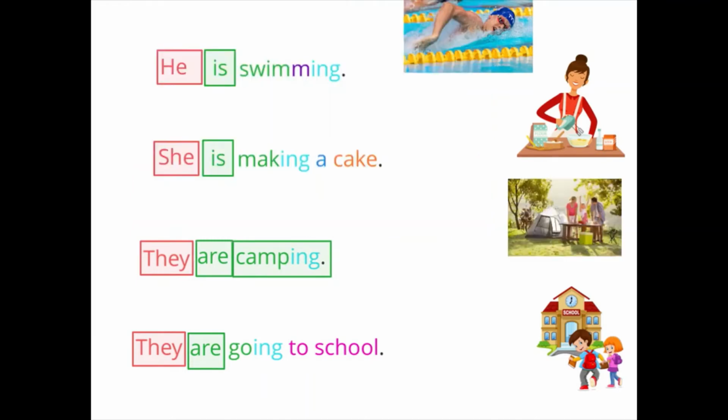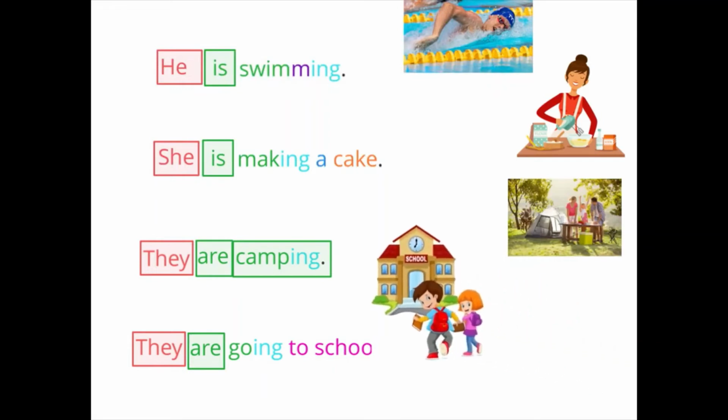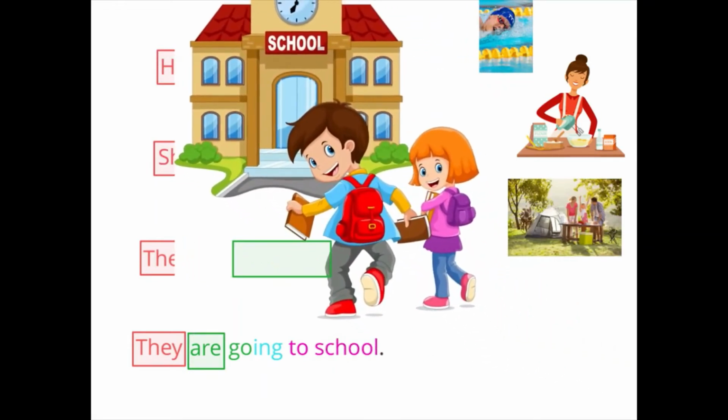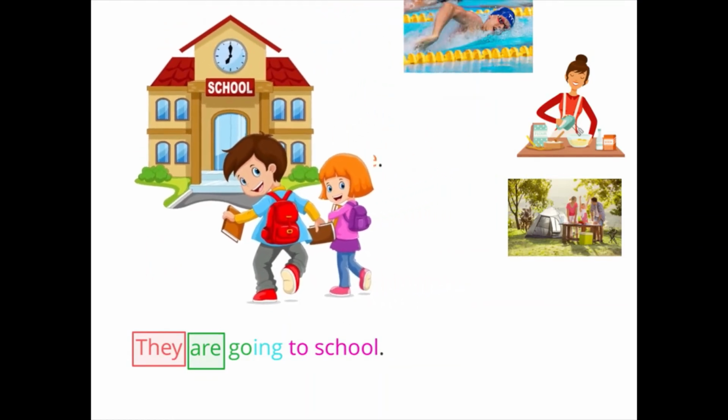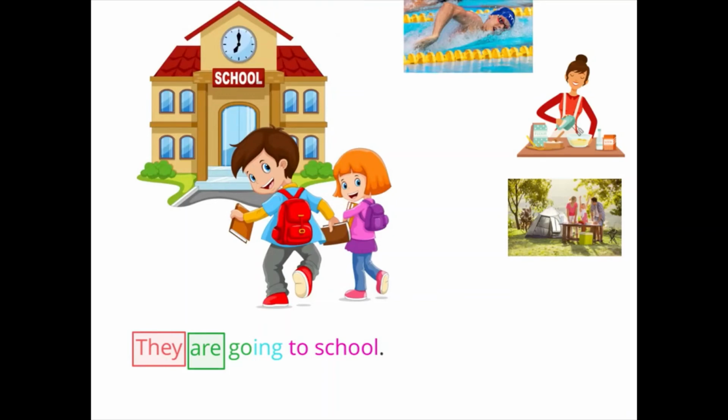Our next sentence is they are going to school. They are going to school. So there's two people in this picture. So we have the plural subject they, and because we have they, we do not use is, we use are. And then our action verb is go, and then we add ing. And so are going is the whole verb in this sentence. It is a two-part verb, are going.